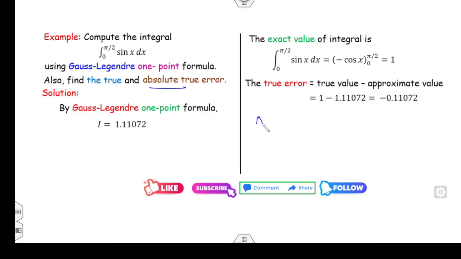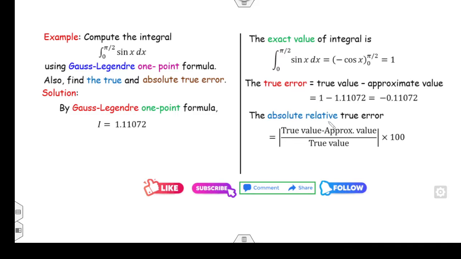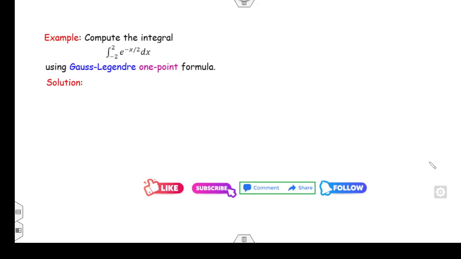Second, you can calculate the absolute error, or you can call it the absolute relative error. That is given as true value minus approximate value. True value will be 1 minus 1.11072, divided by 1, absolute value, into 100. So the answer will be 11.072 percent, which is the right answer of the problem. Look at the next one.